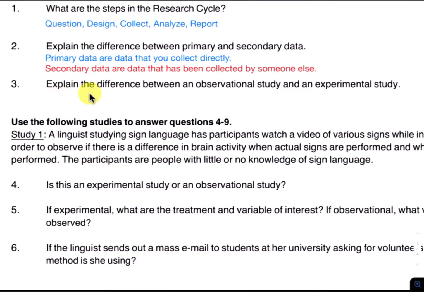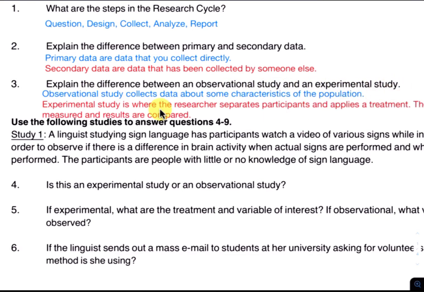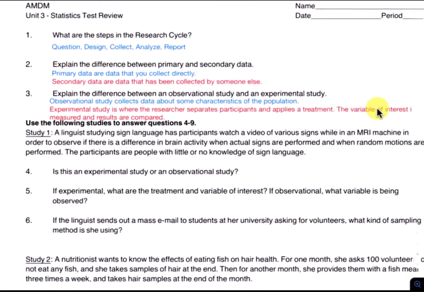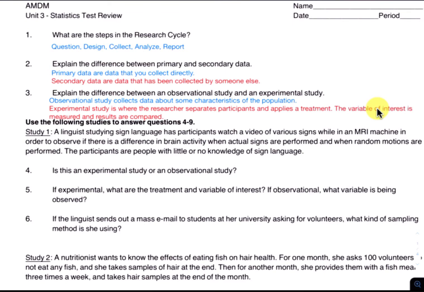Number 3, explain the difference between an observational study and an experimental study. An observational study collects data about some characteristic of the population. Experimental study is where the researcher separates participants and applies a treatment. The variable of interest is measured and results are compared.